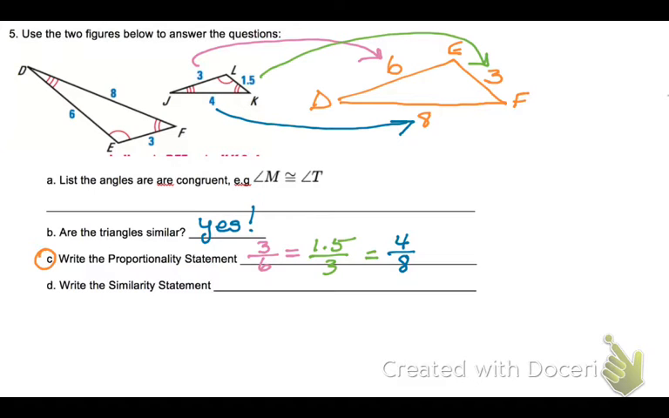So I'm going to make sure that I write the letters in order. So let's start with J over here, and I'm going to say JLK. So triangle JLK is similar to triangle DEF. And I'm done. That's my answer.